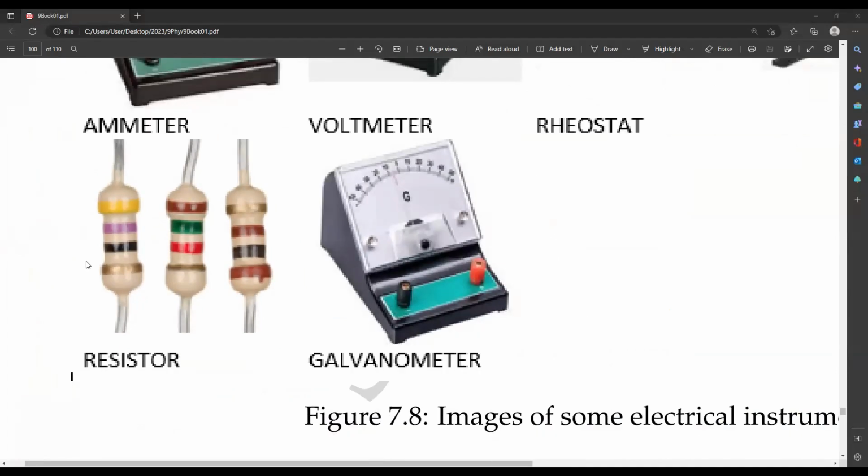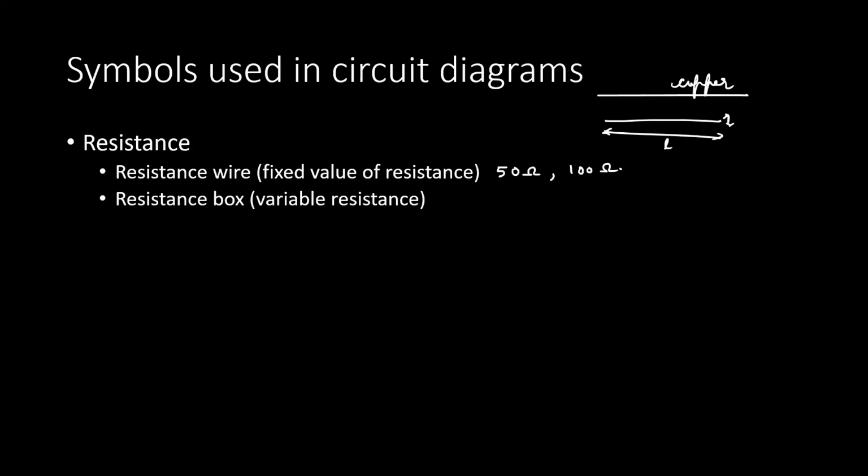And the color band on the resistor determines the value of the resistance. You don't have that, but just for your knowledge, the color bands determine the value of resistance. So this is called a fixed resistance. Then we move on to the resistance box.